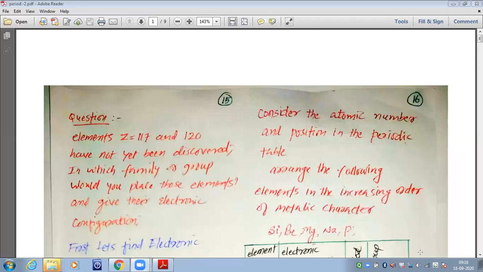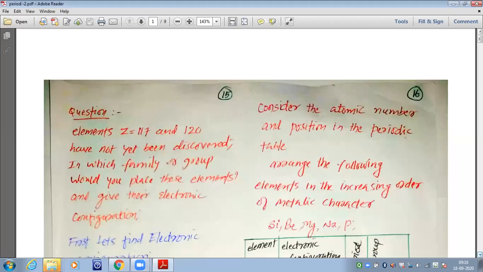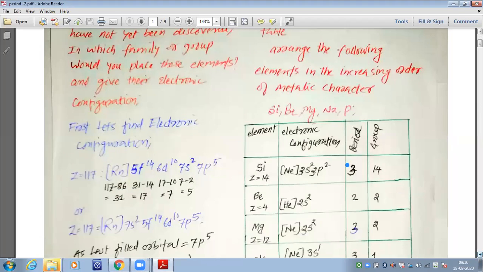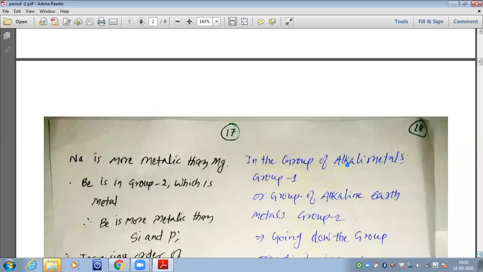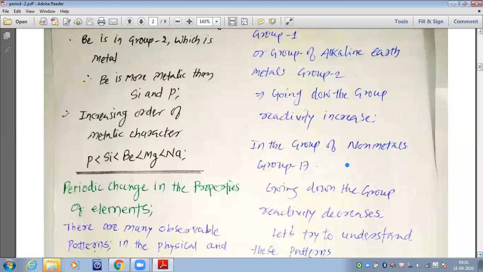Now, my dear students, I hope you can see page number 15 and 16 on your screen. Are you able to see page number 15 and 16 on your screen? Yes, sir. Great. So this is how we have studied page number 17 and 18.